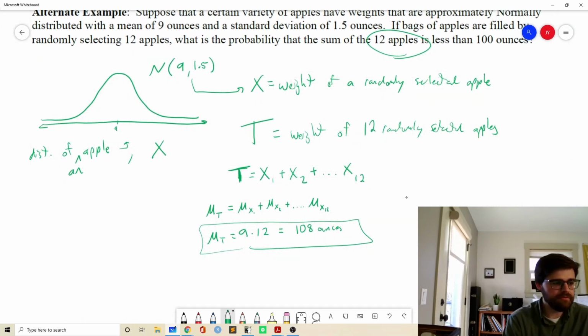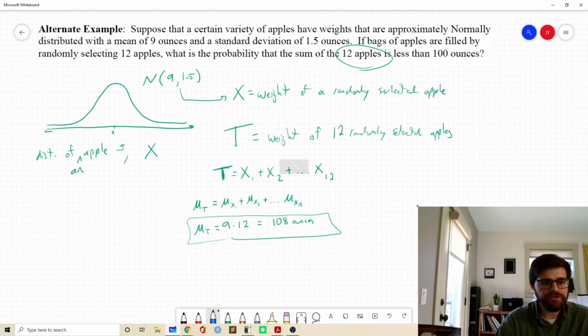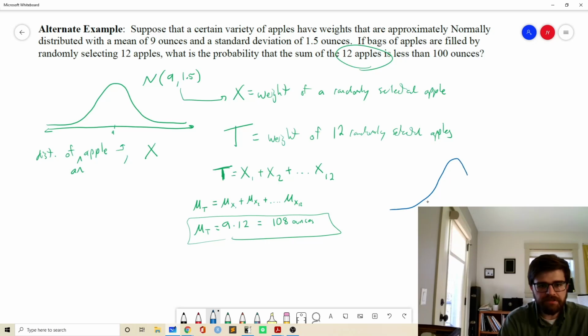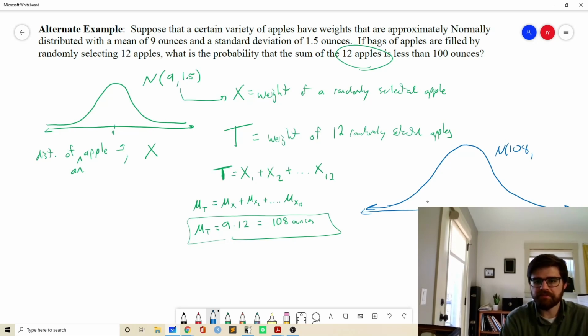Okay, so we're already starting to think about our new distribution. I'm going to do that in a different color over here. Distribution of T. And actually, if I wanted to keep it somewhat consistent with that other drawing, it would be more spread. We're going to see a bigger standard deviation. Okay, the average weight of a bag of apples we just found was 108 ounces. Okay, but what about the standard deviation?